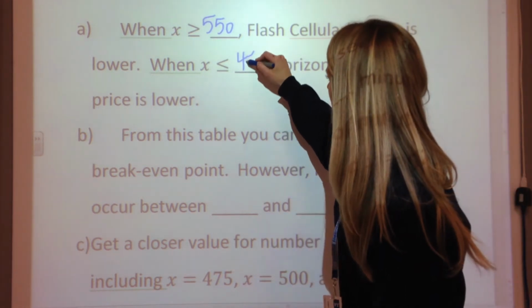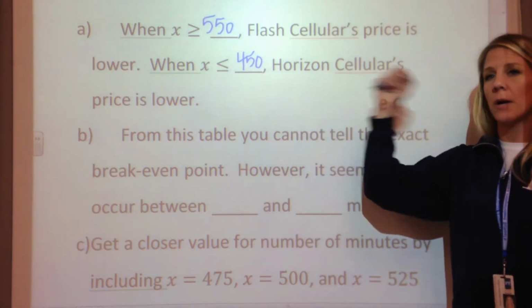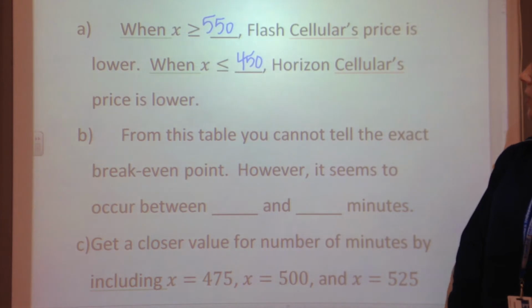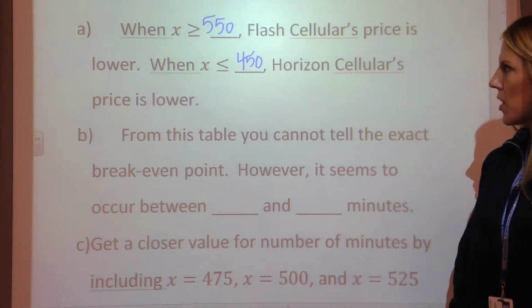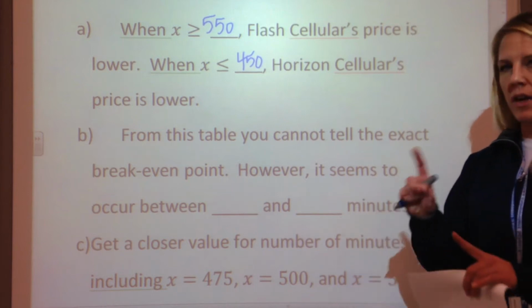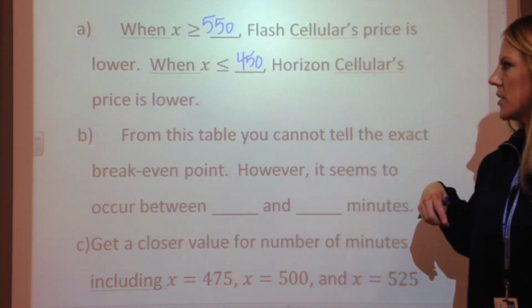So, 450 minutes or less, Horizon is cheaper. It's the better option. But if you notice from 550 more, it's going to be better to go with Flash because it is the cheaper price. So again, we said that was kind of where that change occurred. We went that 50 cent change. One was lower, one was higher, and again, just refer back to your table there.